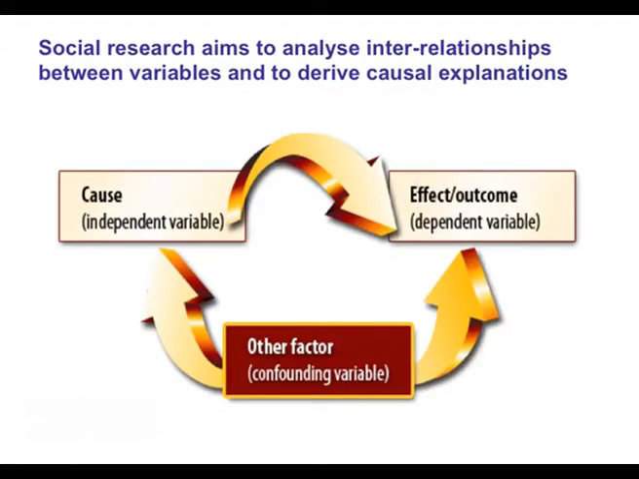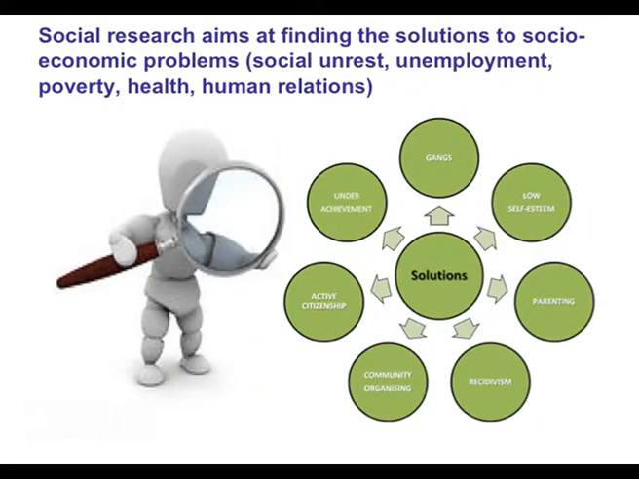Sixth one, social research aims to analyze interrelationships between variables and to derive causal explanations, and thus enables us to have a better understanding of the world in which we are living. Seventh one, applied social research aims at finding solutions to problems, socio-economic problems such as social unrest, unemployment, poverty, health problems, human relation problems in organizations, and so on.